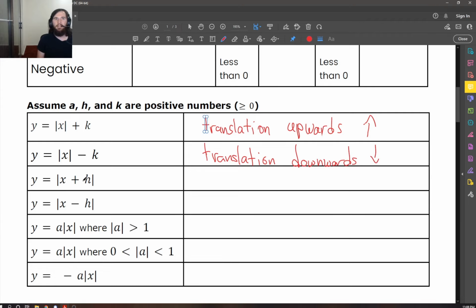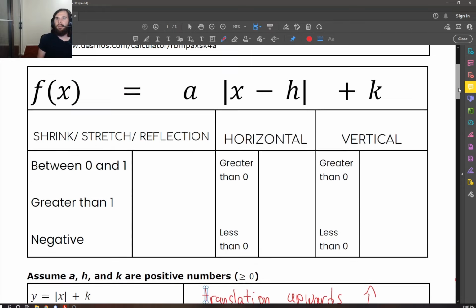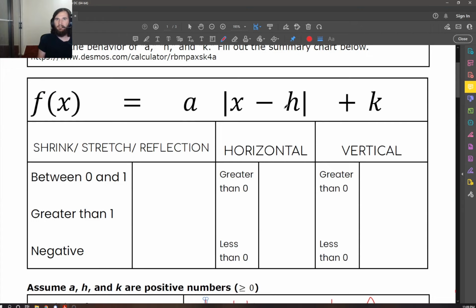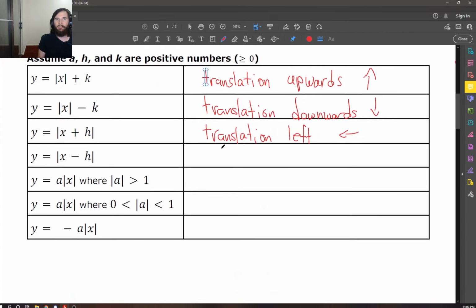If you are adding h, that is going to be a translation left. And that's a weird one. You're adding, so you think it would go right, but remember, if you look up here at our original formula, it is x minus h. So that means if h is a positive number, then it will be going to the right. And when we're subtracting, if h becomes negative, then a negative minus a negative becomes positive, so it looks like it's adding. So the signs on there are kind of switched.